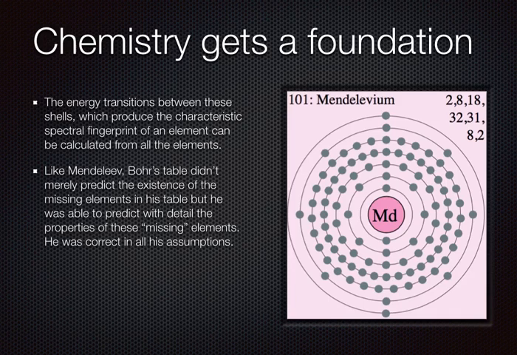So now, if we look at hydrogen, right? Hydrogen has 1 electron in its outer shell. Then you have lithium.